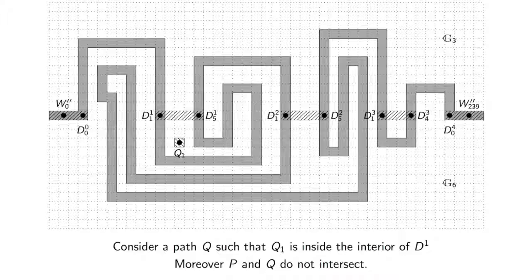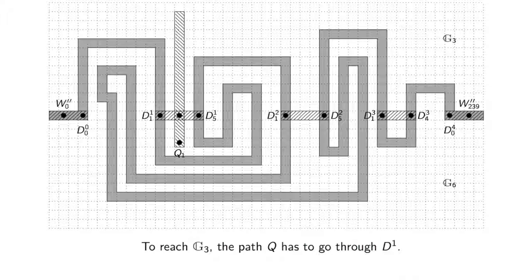Now we consider the following different areas of the plane. The graph G3 and the interiors of the different dual segments. We remind that G6 is the interior of the dual segment D0 and the dual segment D4. Now consider a path Q which starts in the interior of D1. Suppose that path Q and path P do not intersect. The only way for Q to get out of the interior of D1 is by crossing its window. Since Q and P do not intersect then Q must go through the first dual segment. In this case the path Q enters the graph G3.